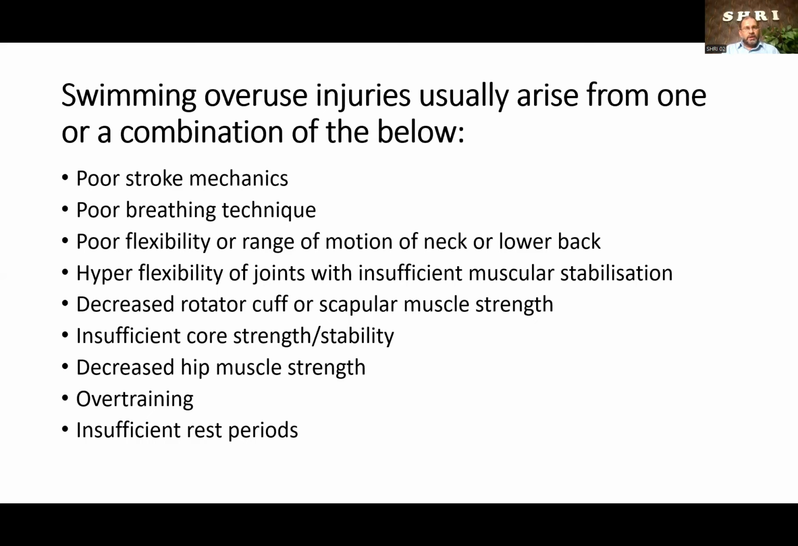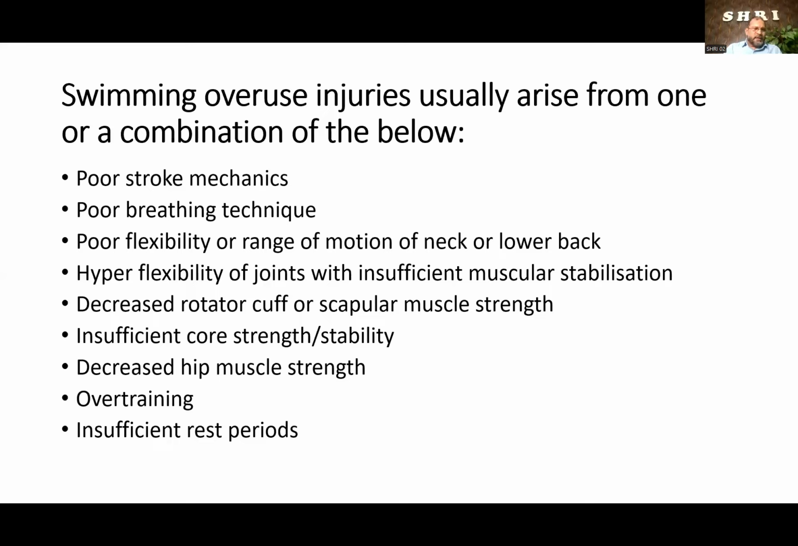Then there is decreased rotator cuff or scapular muscle strength. You all know the upper limb is connected to the chest or thoracic wall through some muscles, the rotator cuff muscles, and the scapula is connected to the thorax with periscapular muscles. So strengthening of those muscles is very important.